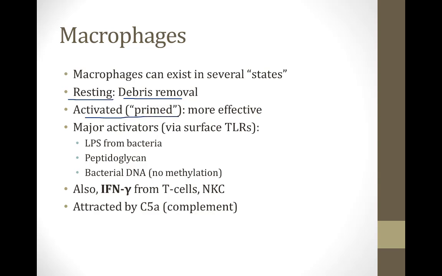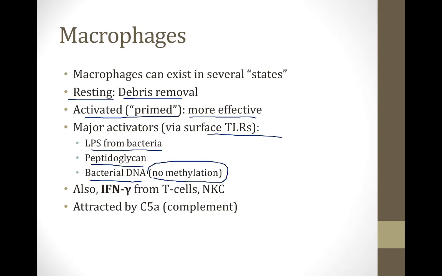In the activated or primed state, they become more effective phagocytes and killers. And the major activators are those pathogen-associated molecular patterns we talked about before that use toll-like receptors to activate the macrophage. This includes things like lipopolysaccharides from gram-negative bacteria, peptidoglycan from bacterial cell wall, and bacterial DNA, which is relatively unique because it has much less methylation than human DNA.